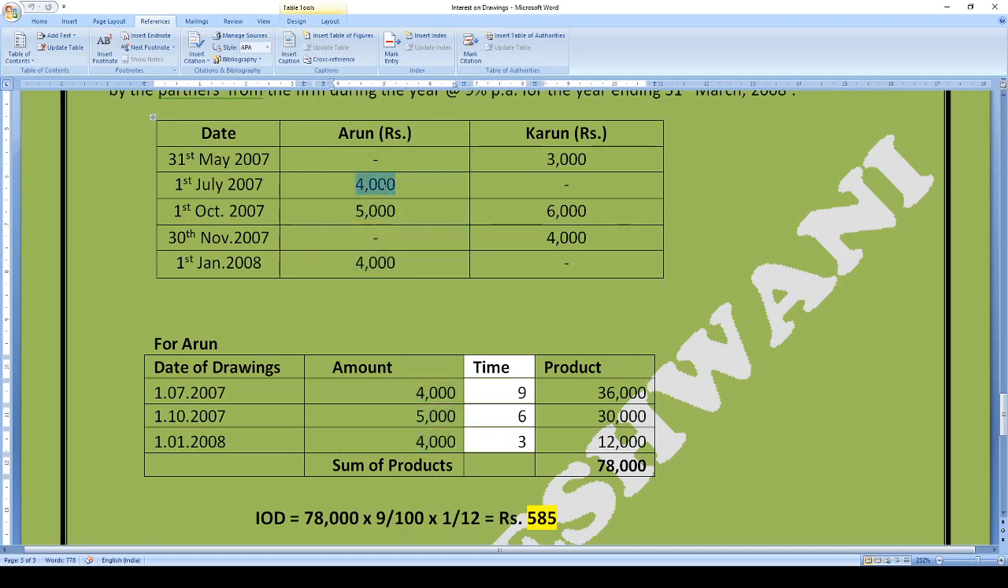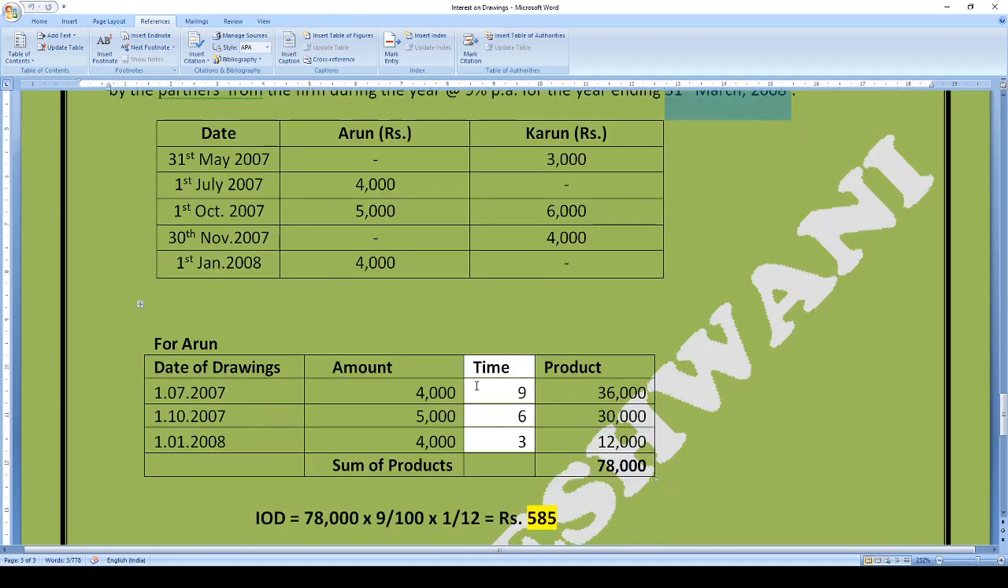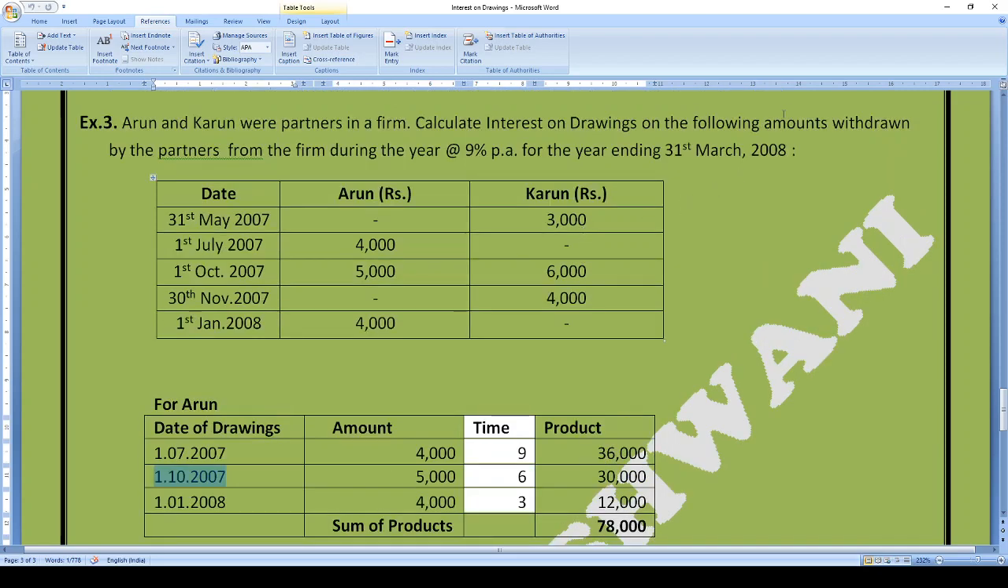When this 4,000 was withdrawn from the firm, it was withdrawn on 1st July 2007. So we have to calculate the time element starting from July up to 31st March 2008, and when we calculate it, it will be 9 months. Similarly, we have to make the calculation from the date of the second drawing, 1st October 2007, up to the year end date. We'll get 6 months after calculation. And from 1st January 2008 up to 31st March 2008, it becomes 3 months.